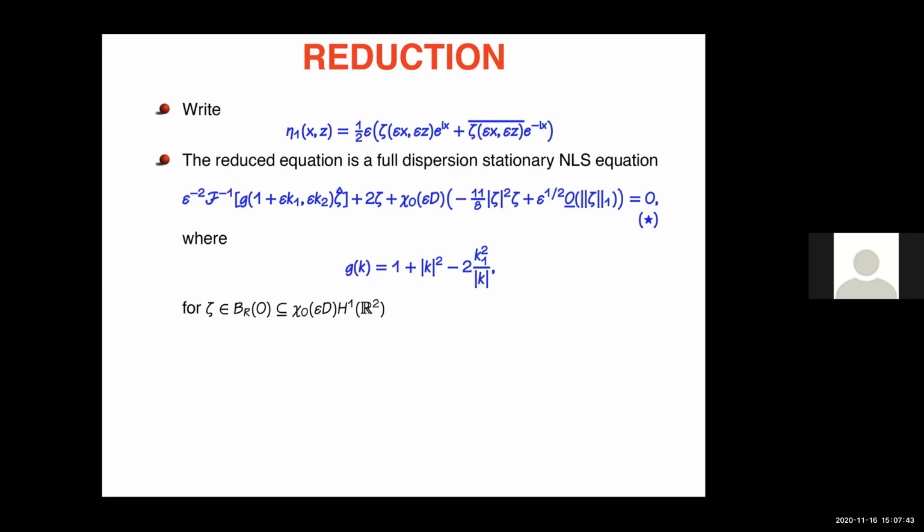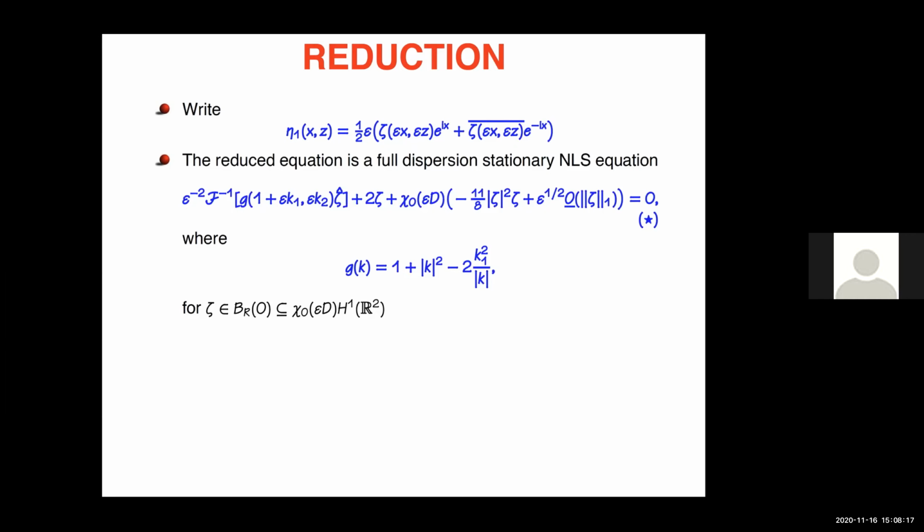Now I've got this chi0 of epsilon d. What does that mean? Well, remember that the support of eta 1 in Fourier space was contained in two small disks centered upon plus and minus 1, 0. But the scaling we've done here moves this support. Zeta has support in a disk centered on the origin of radius 1 over epsilon. This is why it's now chi0 of epsilon d. Chi0 is the characteristic function of the unit disk.